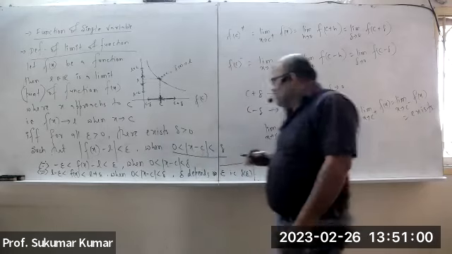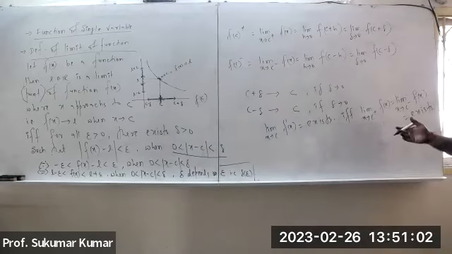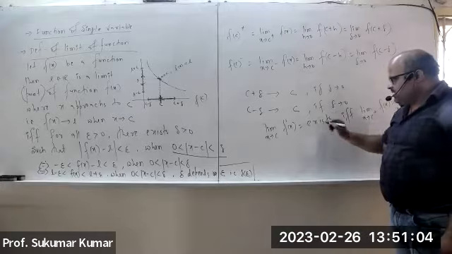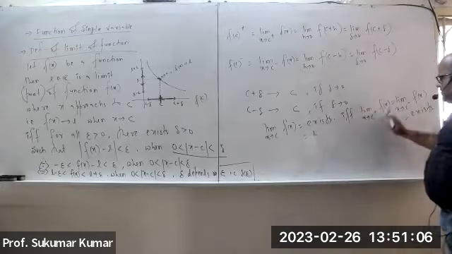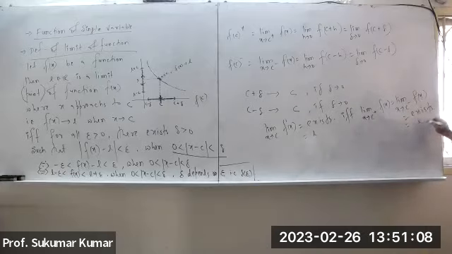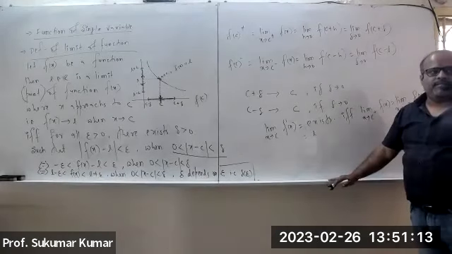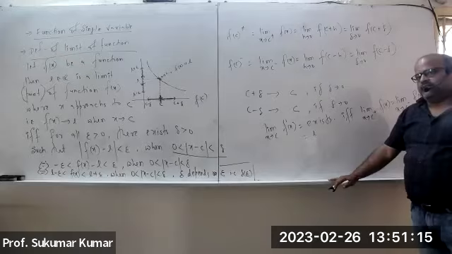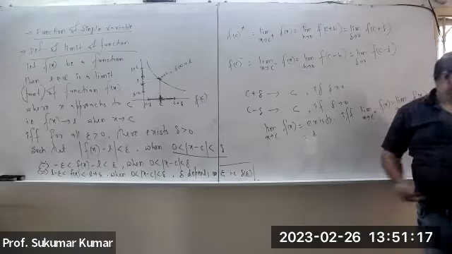Understood? So limit x tends to c f of x, this f(x) is our L. The left hand side and the right hand side both will exist, and both are that L only. Understood? You write it; after lunch we will continue.